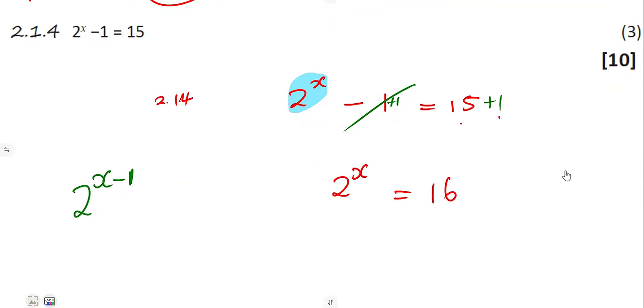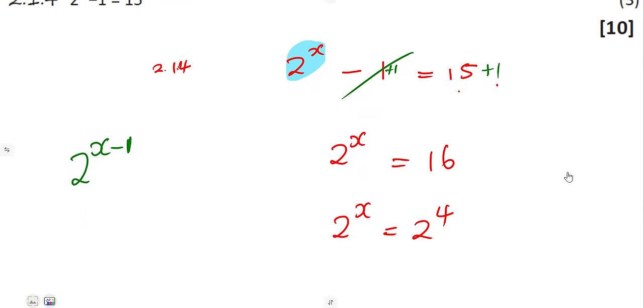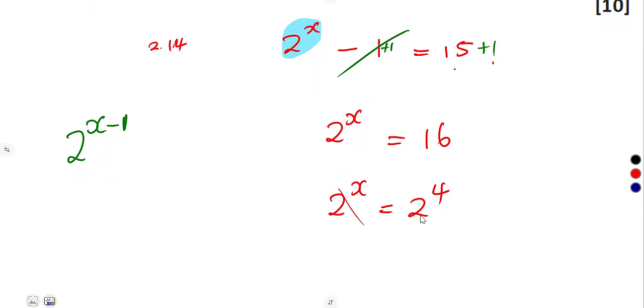Let us write in the same base. 2 is a prime number, simplest form, so we cannot do anything there. So we focus on 16. Let it be written in the base of 2. So that's 2 to the exponent of 4. Same bases means the powers are also the same. So therefore, x is equal to 4.